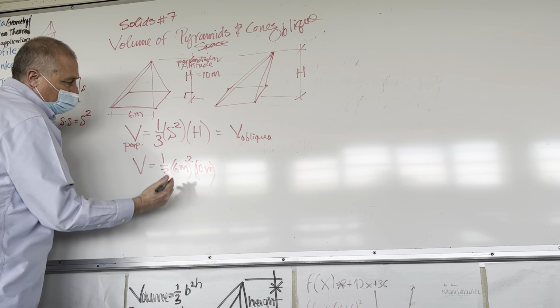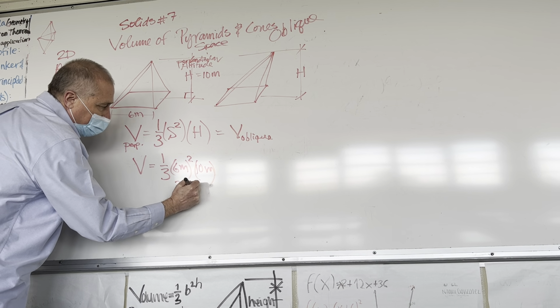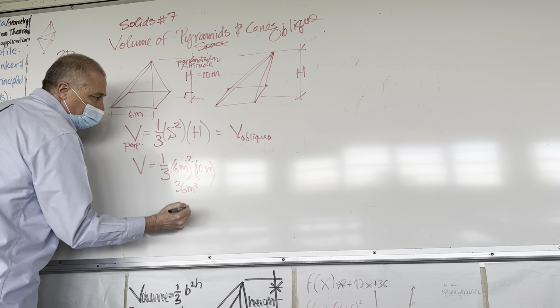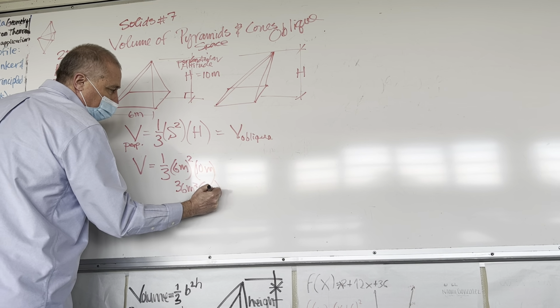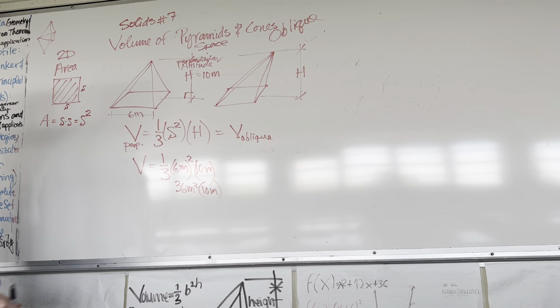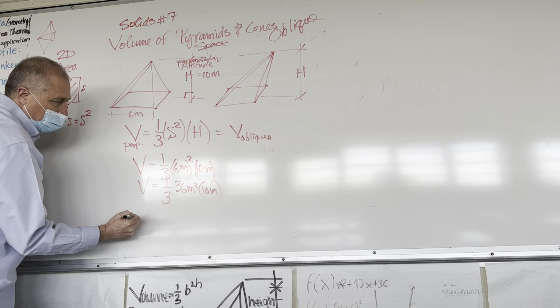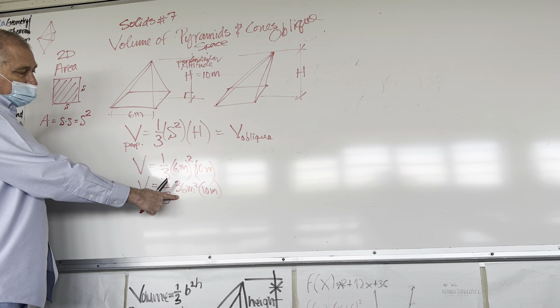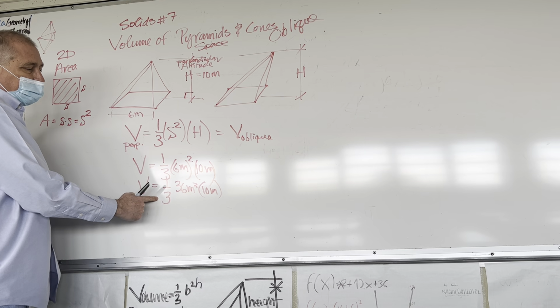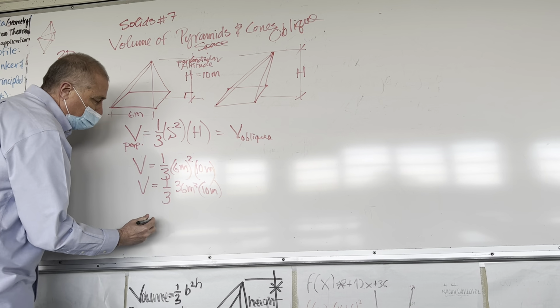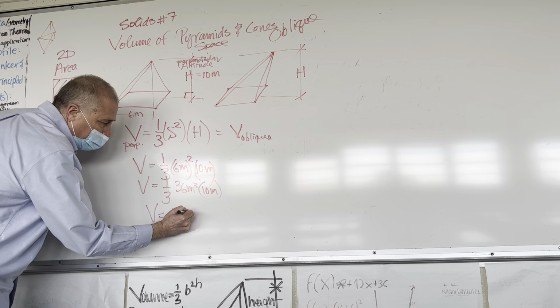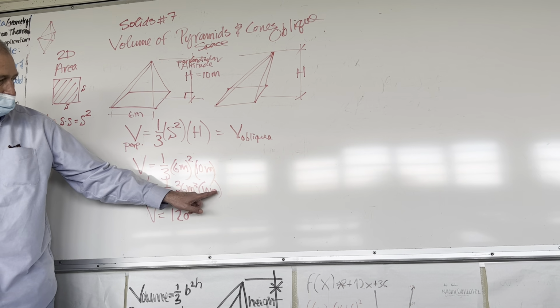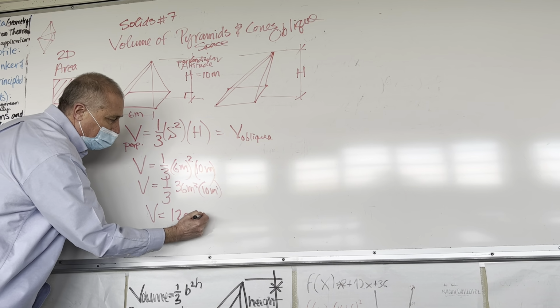So we get 6 times 6 is 36, and the meters become squared also, still times the 10 meters. And there's a 1/3 out here. What is 1/3 of 36? 12? 12 times 3 is 36, so 36 divided by 3 is 12. 12 times 10 is 120. So the volume equals 120. And we multiply meters squared times meters to the 1 power and get meters cubed.